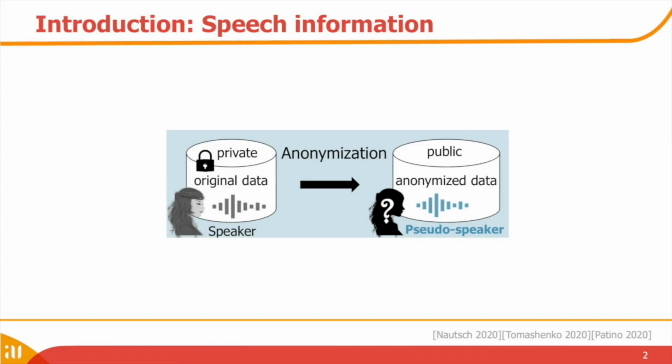Speech data contains various types of idiosyncratic information about speakers, which can be revealed by human listeners or by automated systems. This information includes, among other things, speaker identity, age, gender, ethnic origin, health, or emotional state. In recent years, there has been growing interest in privacy preservation solutions for speech technology.